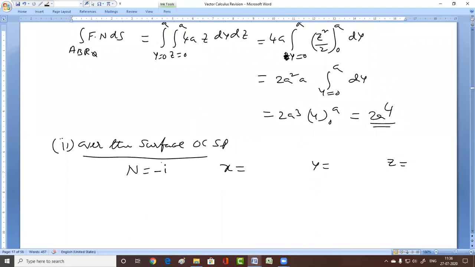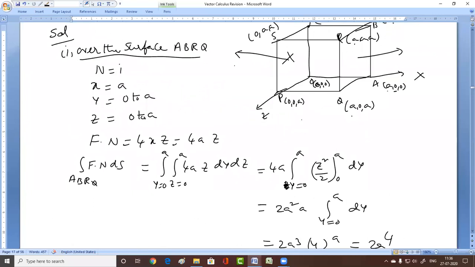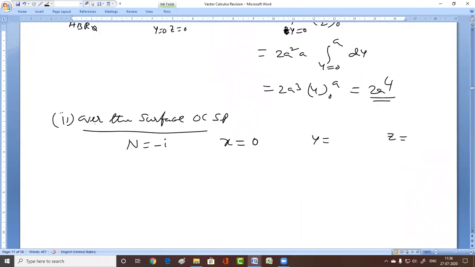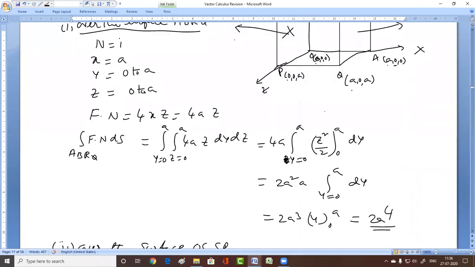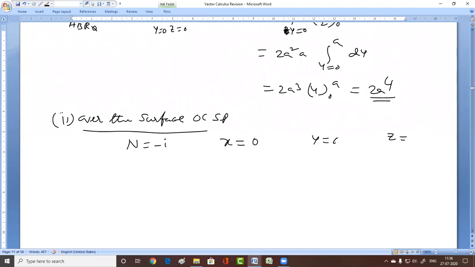Okay. Then the x variable. Here, if you observe the x coordinate, here 0, here 0, here 0, here 0, nothing but x equals 0. The YZ plane is nothing but x equals 0. So this is 0. Now y limits along the y-axis, observe in this direction, 0 to a. Along the z-axis, z limit 0 to a. So 0 to a, 0 to a.